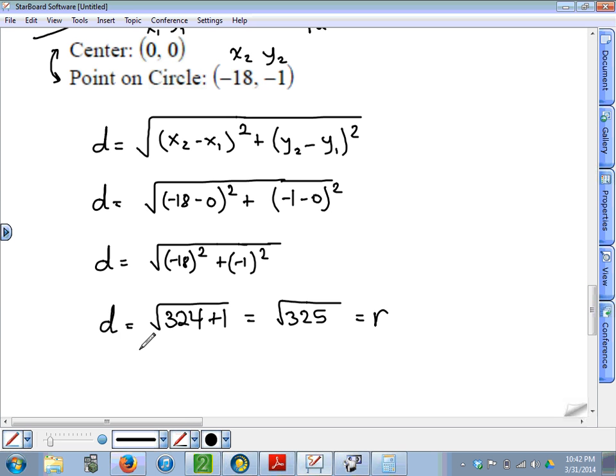Now we are able to write the equation of the circle. The center of the circle is 0, 0. That means it doesn't move to the left, right, or up, down. So that's just an x squared plus y squared. Now this is equal to r squared, but r is the square root of 325. If you square the square root of 325, the square takes care of the square root. So you're just left with 325. So it's x squared plus y squared equals 325.